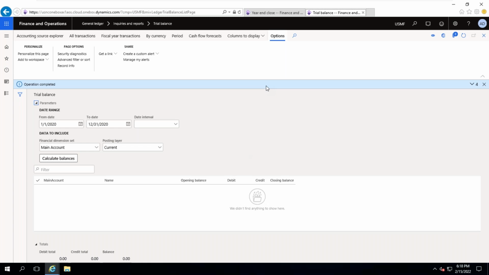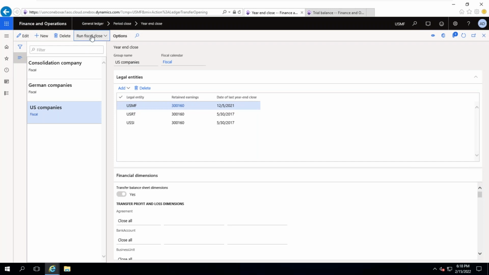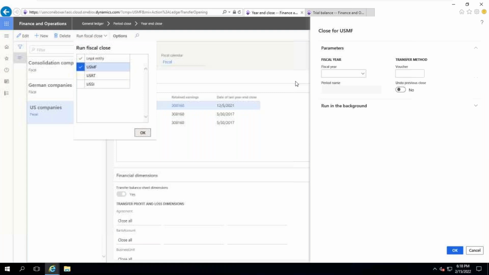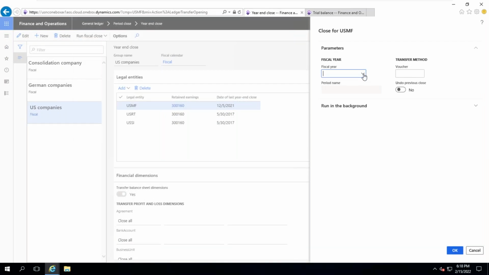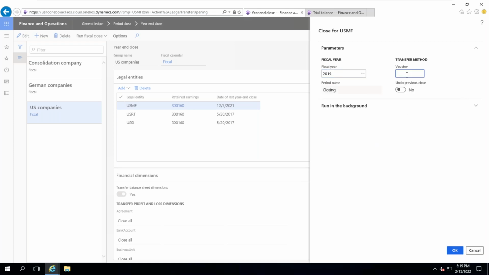Okay, now I need to execute for 2019. Then closing balances from 2019 should become opening balances for 2020. So now I'm executing for 2019, for the USMF company. Select, click OK. So 2019 balances I want to transfer to the next year. This is a voucher number. Whatever way you want, you can click OK.